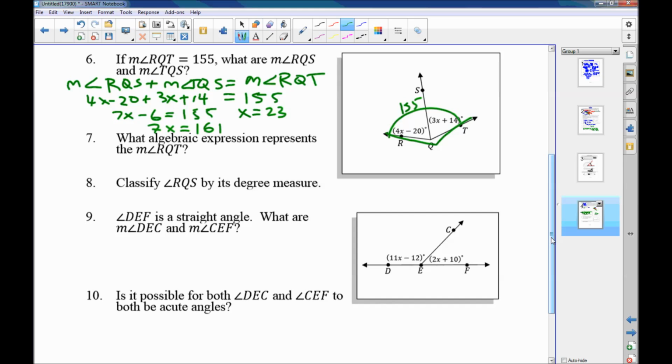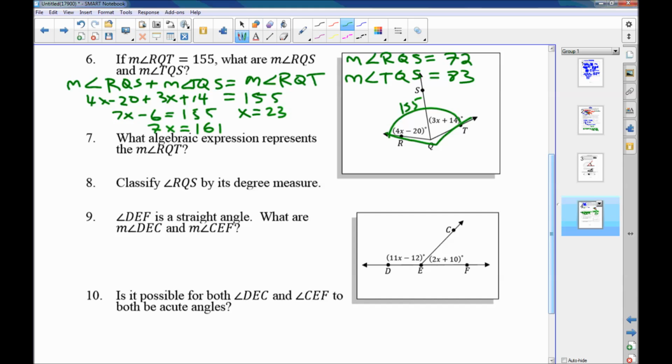So now it asked us, what is the measure of angle RQS? Okay, so that's going to be 4 times 23 minus 20. I get 72. Now, if you are confident in the work that you've done so far, then you could find the measure of TQS without using algebra, without plugging into your formula, by just doing 155 minus 72. But I'm going to just double check myself because it's always good to do that. So I'm going to do 3 times 23 plus 14, and I get 83. And that makes sense because if I add them up, it makes 155.